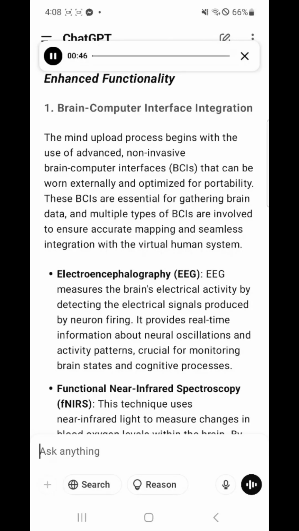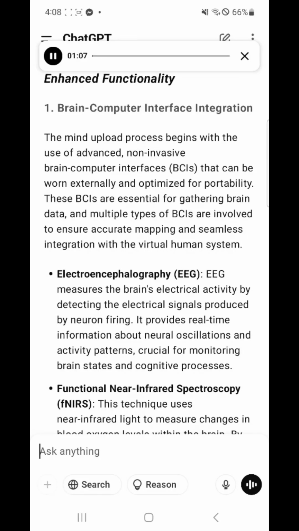Functional near-infrared spectroscopy, fNIRS. This technique uses near-infrared light to measure changes in blood oxygen levels within the brain. By detecting these changes, fNIRS allows for non-invasive tracking of brain activity and provides valuable data regarding areas of the brain that are engaged during cognitive tasks.